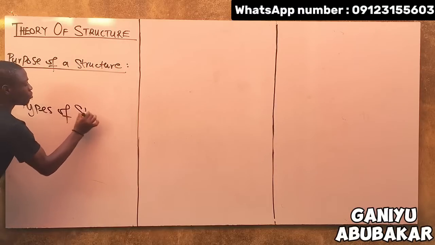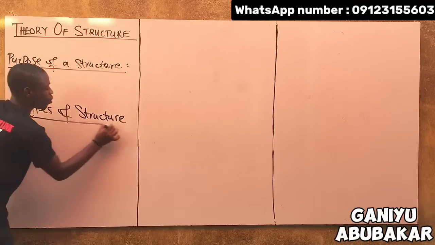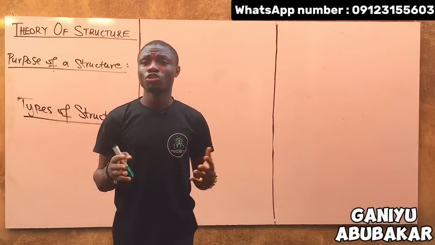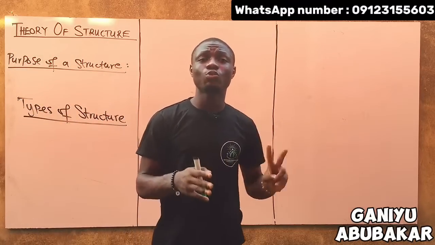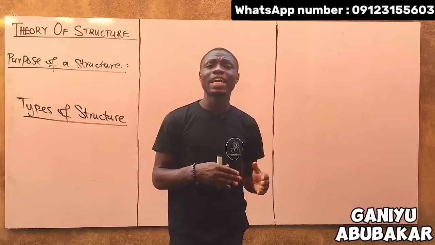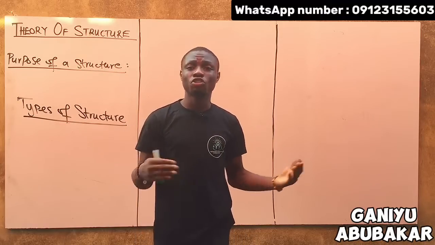Types of structure. Let's discuss the types of structure that we have. When it comes to structure, there are two distinct ways of classifying structure. Number one, we have the statically determinate structure and we have the statically indeterminate structure.